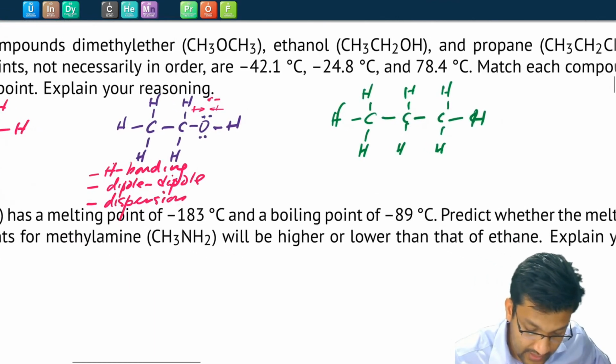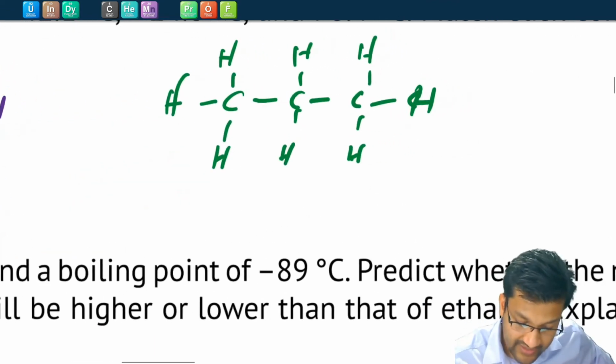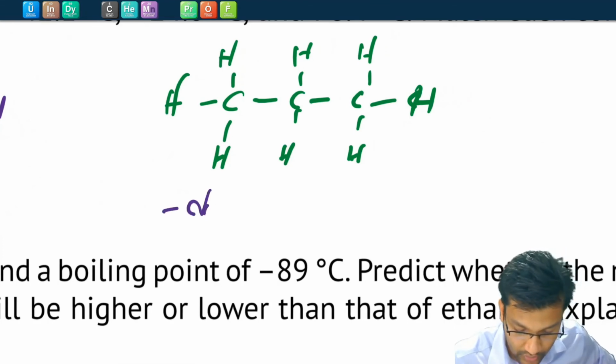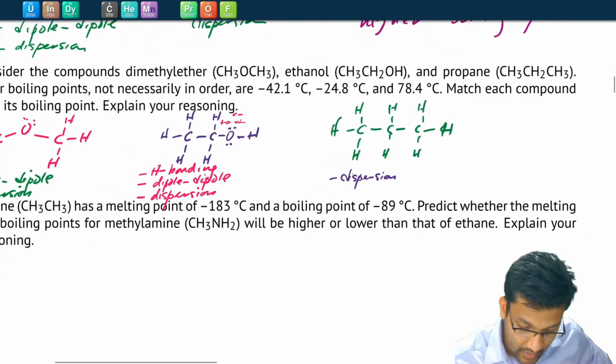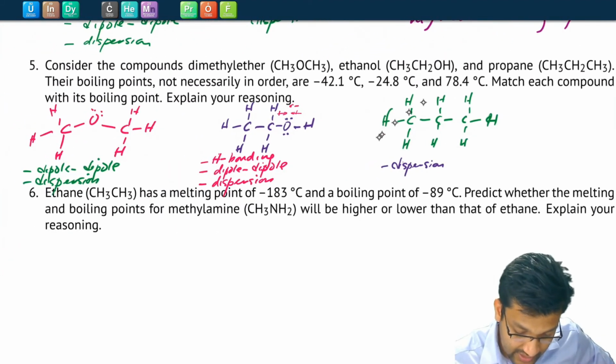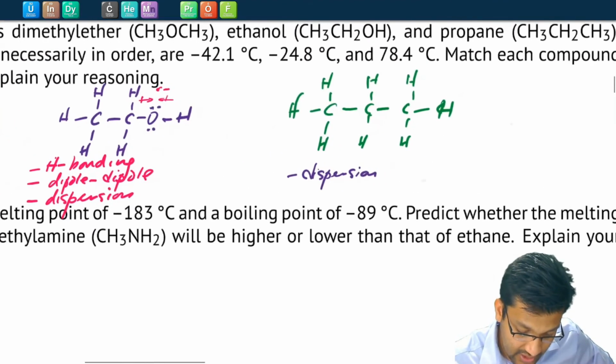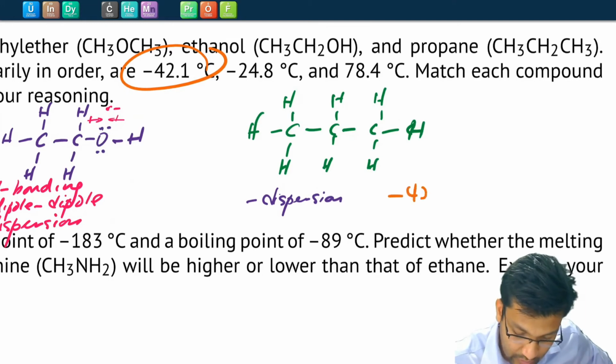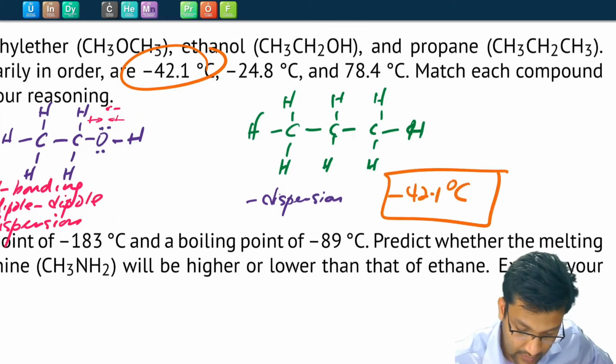Okay, and now let's look at this guy over here. No ion dipole, no hydrogen bonding, no dipole-dipole interactions, only dispersion. So, only dispersion, this should be the weakest, which means this should be the one with the lowest boiling point, which is negative 42.1 degrees Celsius.